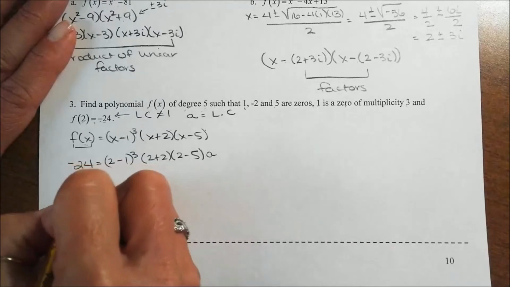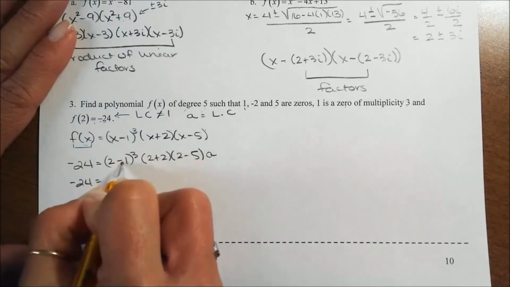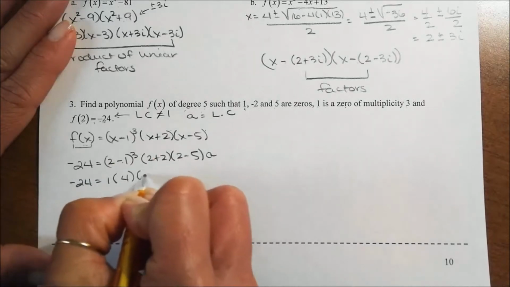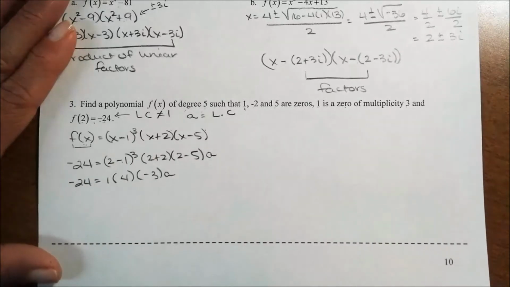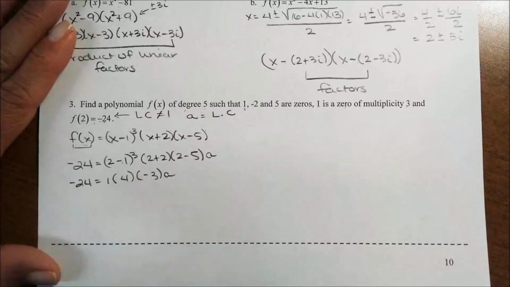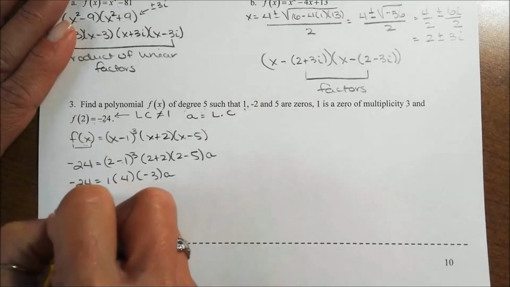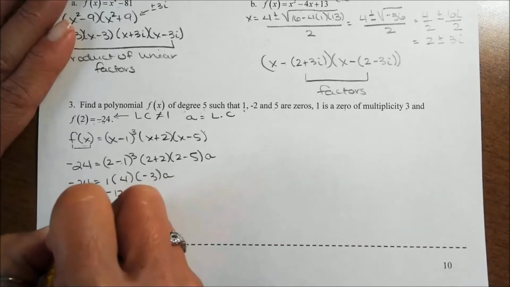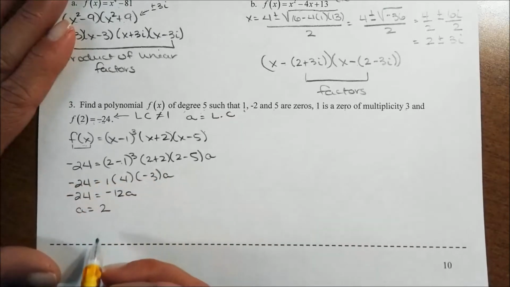Here we have negative 24 is equal to 2 minus 1 is 1, cubed is 1, 2 plus 2 is 4, 2 minus 5 is negative 3, and we're trying to solve for the leading coefficient. We end up with negative 24 is equal to negative 12a. So what we found out here is our leading coefficient is 2.